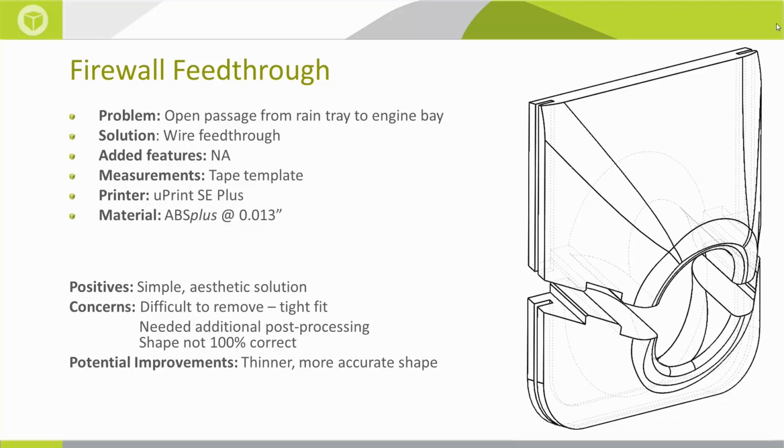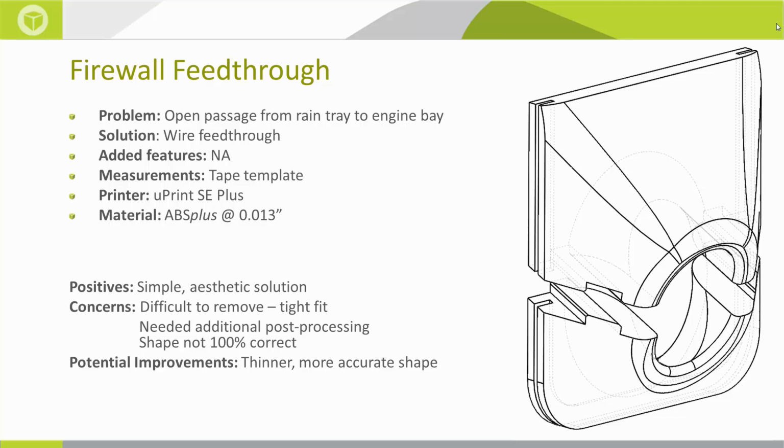Part number two. I called it a firewall feed-through. I don't know if this was the best name for it. It's not a bulkhead because a bulkhead has terminations. This is something that's going to let the wires feed through the firewall from the rain tray to the engine bay, okay? The problem was it was just an open passage. It looked ugly. The wires could have rubbed up against the firewall edges and had some irritation there or shorted out there. So I needed something to kind of contain it.